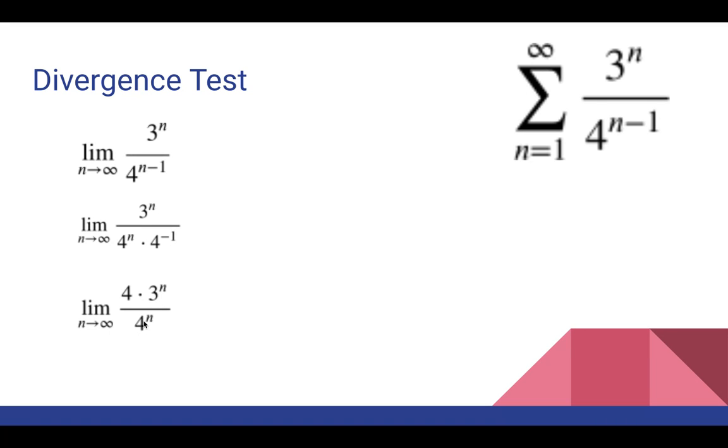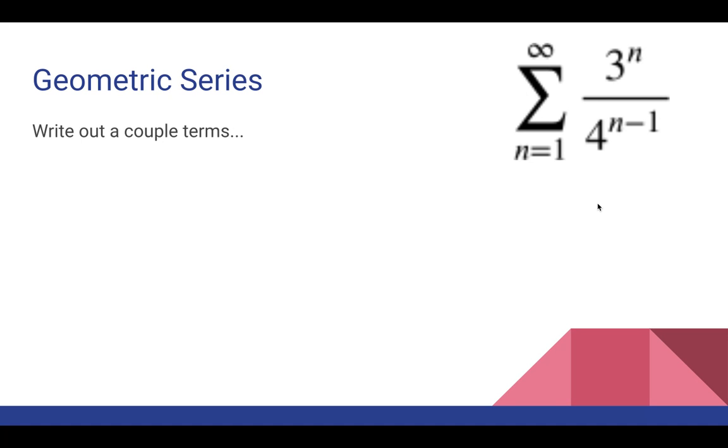And since the base of this exponent of this n is bigger than the base of this exponent right here, the denominator of this fraction is going to get bigger faster than the numerator of this fraction, meaning that this limit is going to go towards 0, which means that this test is inconclusive. So we're going to have to do another test. Since I see a 3 to the n, a 4 to the n, I'm thinking we should try the geometric series test, which means we have to find the common ratio of this.